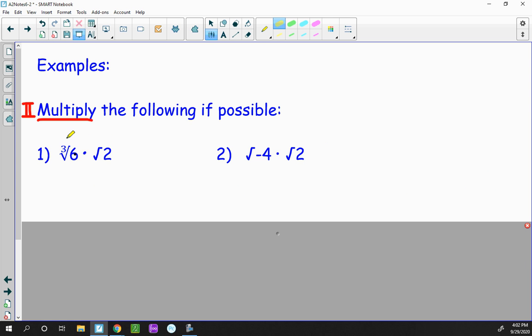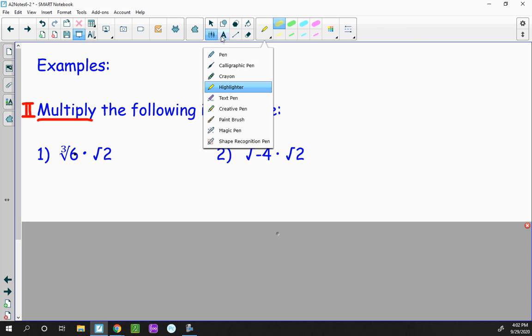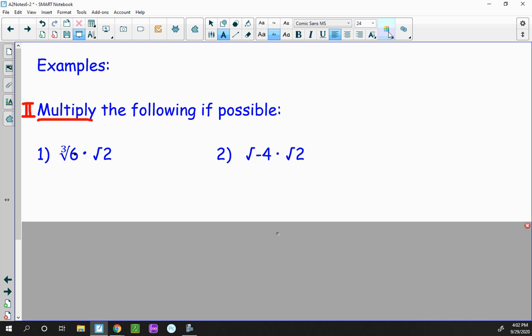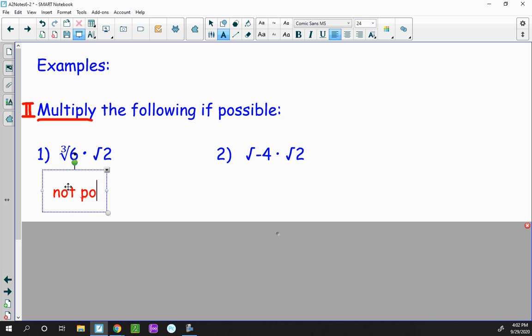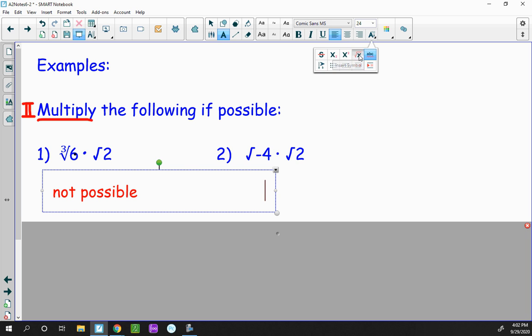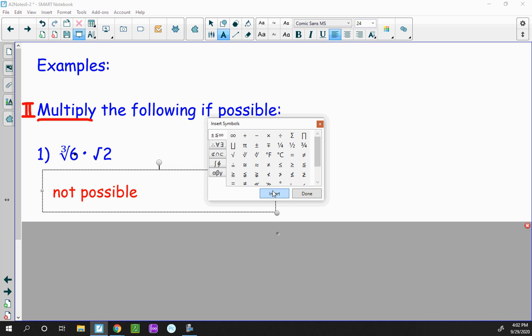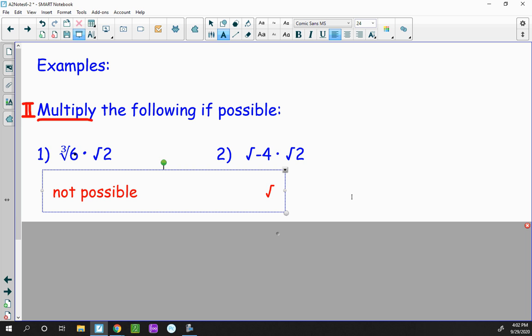Well, because my example 1 has a cube root and a square root, that one we cannot do. And so basically we're just going to have to say not possible. Okay, moving to example 2, I see the square root of -4 times the square root of 2. Indices are the same, so I'm going to go ahead and continue. I'm going to get the square root of -8.